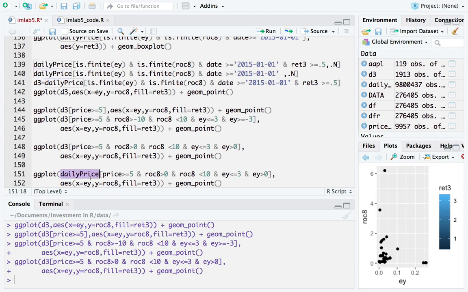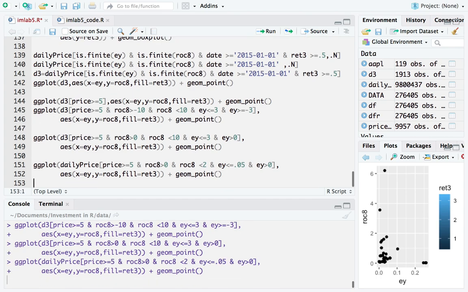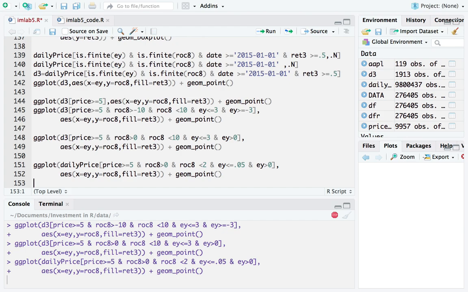But here I'm looking at the daily price because now I want to put back in my filters: greater than or equal to 5, ROC greater than 0 and less than, what do we say, 200%. Earnings yield greater than 0 and less than now what? I said 5%, 0.05, okay? And now I want to see how the 3-day returns spread out in this regime. I run this, and it's taking a while to run, so there's a lot of data there.